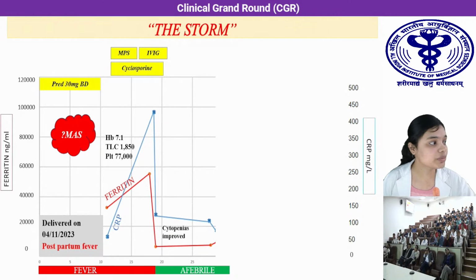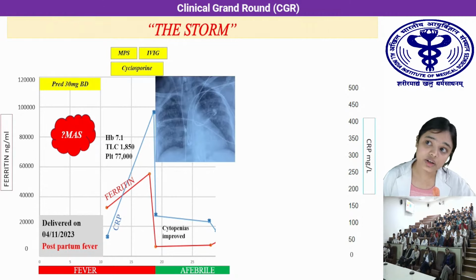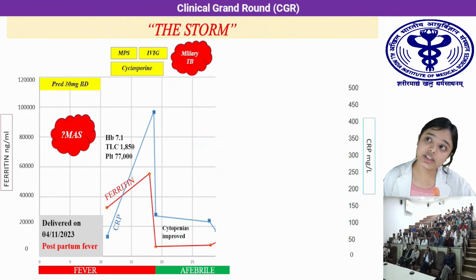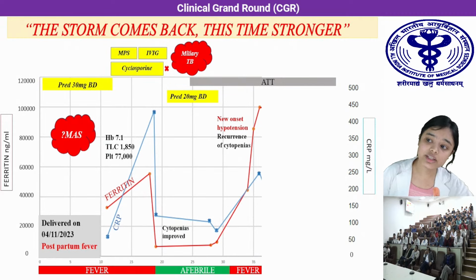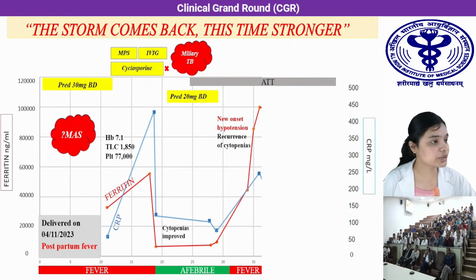But now she developed new onset respiratory distress, and on the X-ray we found a miliary pattern. So she was diagnosed with miliary tuberculosis, ATT was started, and because she developed tuberculosis, we had to decrease her immunosuppression. Now, as we decreased her immunosuppression, again she started to spike fever. There was recurrence of cytopenias. Her ferritin shot to 1 lakh, and she had new onset hypotension.